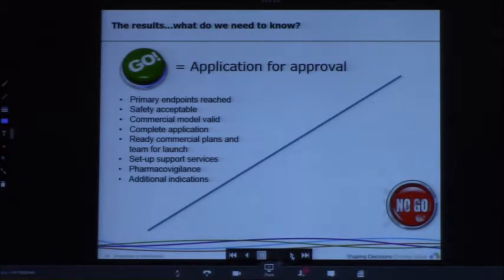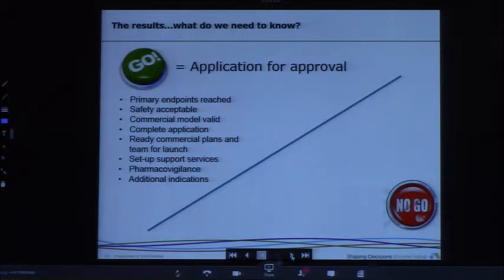We have everything required for a complete application, because bear in mind that the phase 3 data, although it's absolutely critical, has to be backed up with manufacturing data, etc. So we need to make sure that all of that is ready for us to be able to go ahead and make our application.